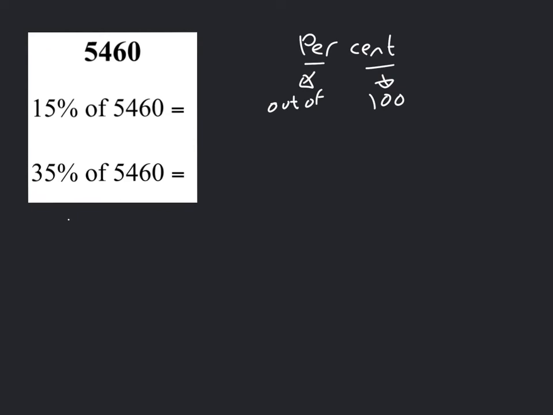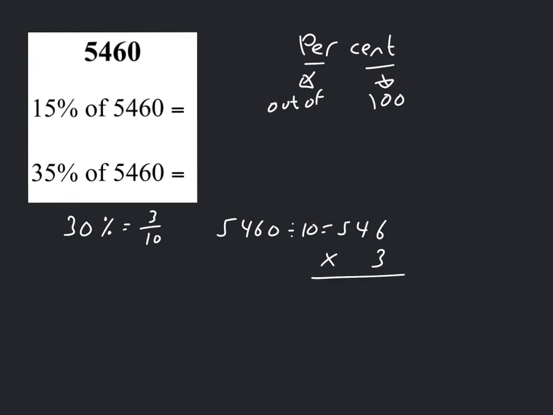And I know that 30% is equivalent to 3/10. So I divide by the bottom. So 5,460 divided by 10 gives me 546. And then I multiply by the top. So I'm multiplying that by 3 to give me 30%. And when I did that, I got 1,638. Now what I've got to do is find this 5% so that I can add it on.